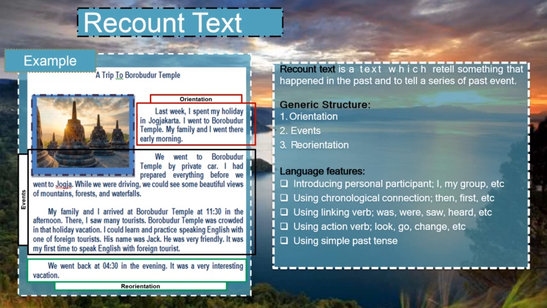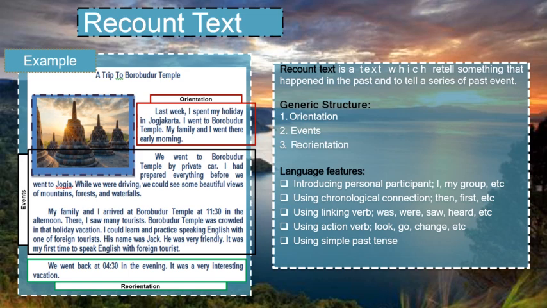The generic structure of recount text are orientation. Orientation shows introducing the participant, place, and time. Event shows describing series of events that happened in the past. Reorientation shows stating personal comment of the writer to the story.